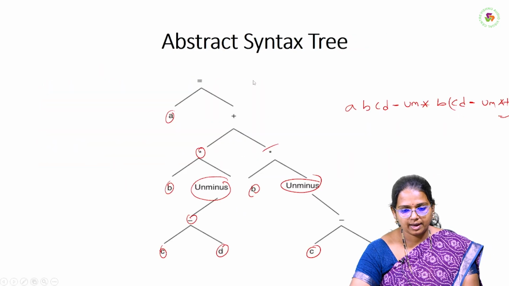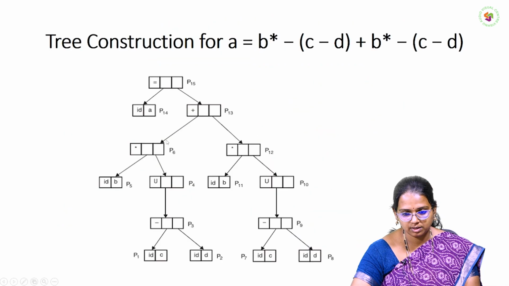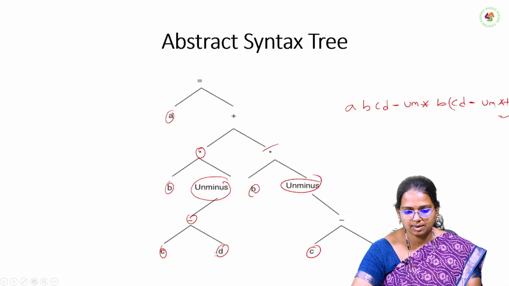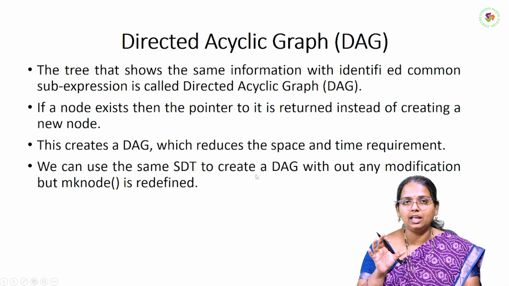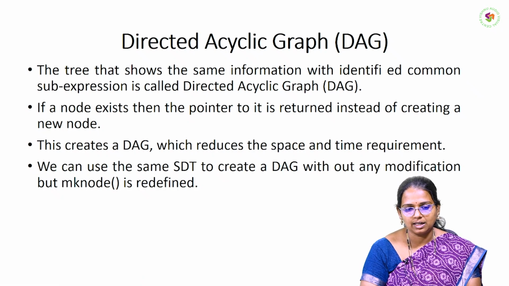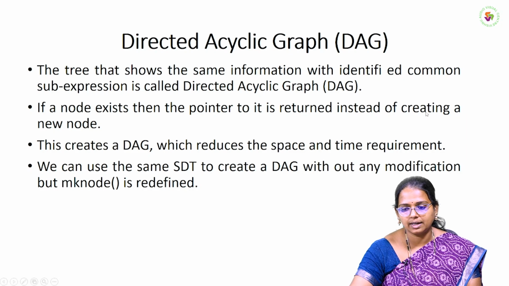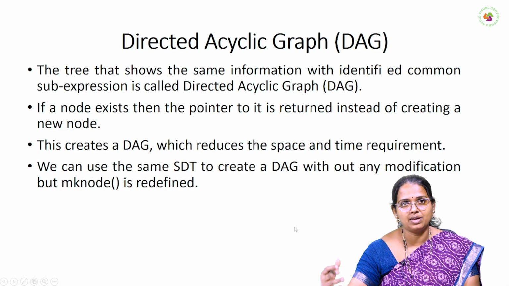Here, when you calculate the syntax tree, we are calculating 2 times C minus D, C minus D. Instead of calculating these 2 times, we can take this result directly by representing it once. If any common sub-expression is there, it will show 1 time in a directed acyclic graph. So the DAG reduces the space and time requirement. We'll see the directed acyclic graph in detail in coming units.